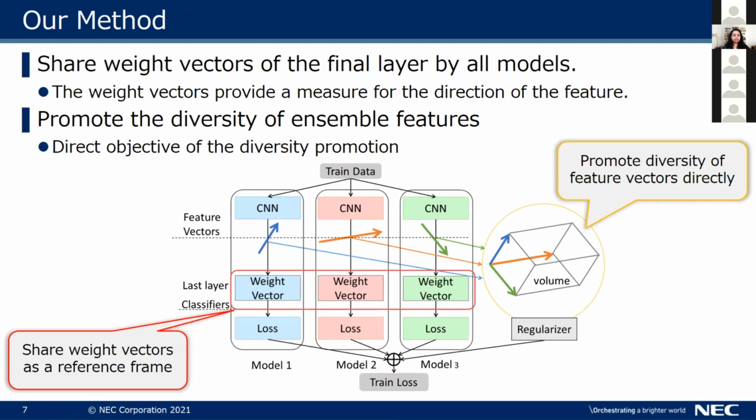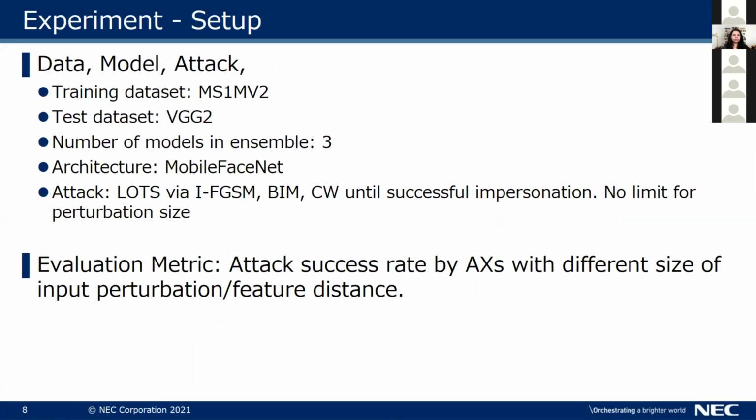So this is the structure of our method. We propose to share the weight vectors of the last layers among all the models in the ensemble. Since the directions of weight vectors are the directions of the features, the diversity of feature vectors with respect to the common weight vectors introduces meaningful diversity among features. In addition to the sharing of weight vectors, we directly promote the diversity of feature vectors instead of non-maximal predictions of the classifiers.